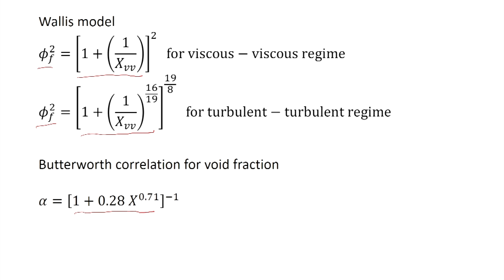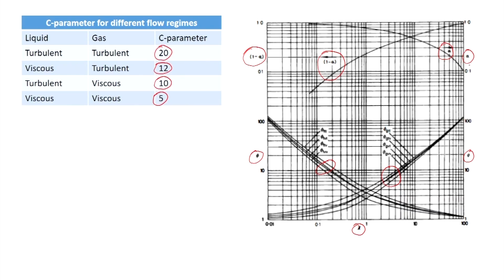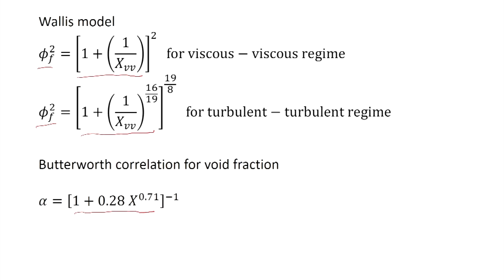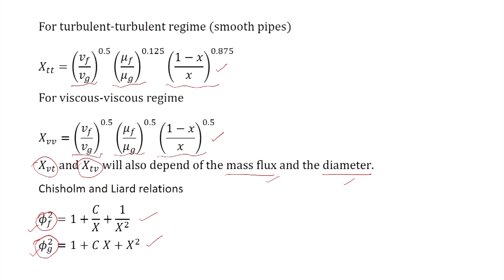So, you can either use the graphs originally given by Lockhart and Martinelli for the frictional multiplier and the void fraction, or you can use the Wallis expressions for phi_f square and Butterworth's relation for void fraction, or alternately for the frictional multiplier you can use the Chisholm-Laird relations also, using the appropriate value of the C parameter.